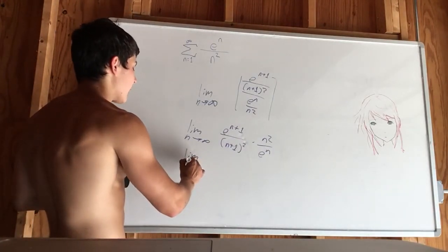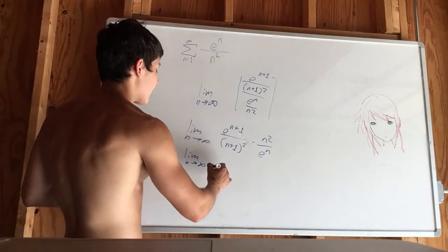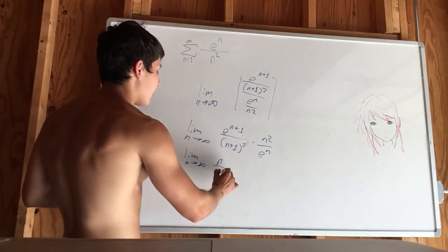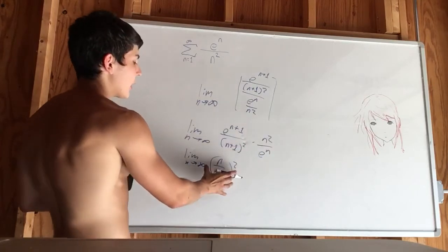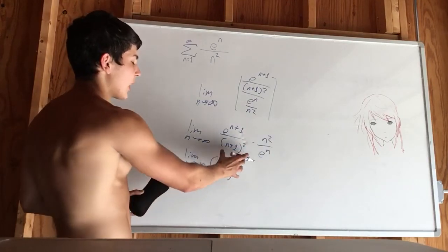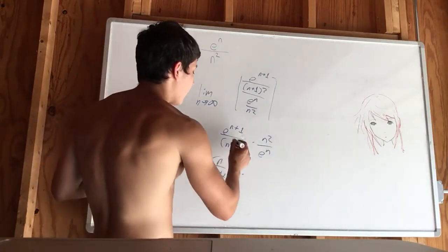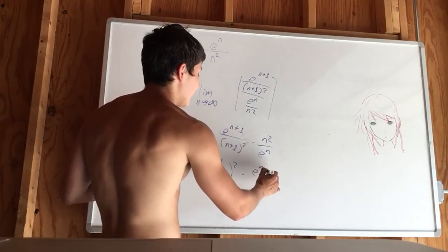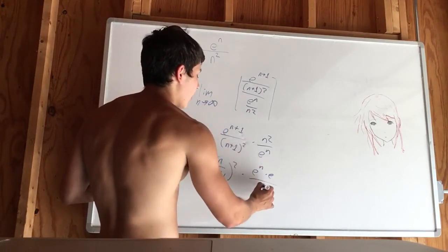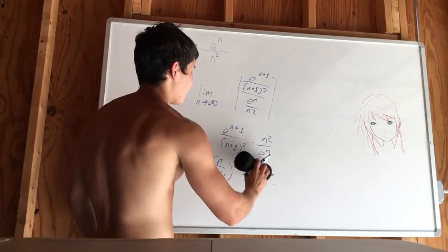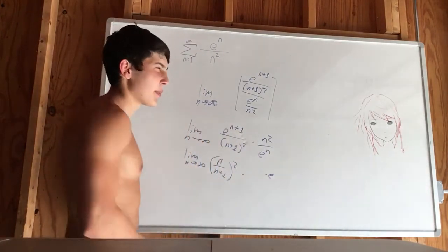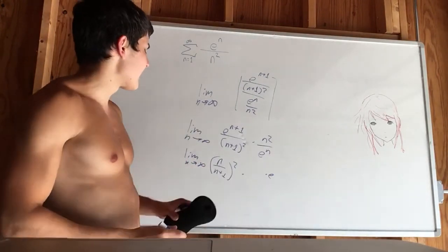So first let's group stuff together. We have n over n plus 1, all squared, because this is squared and this is squared, so we can group them together and bring the squared outside. Now we have stuff that cancels out, because this is e to the n times e over e to the n. So this cancels out with this, and we're left with multiplication by e.